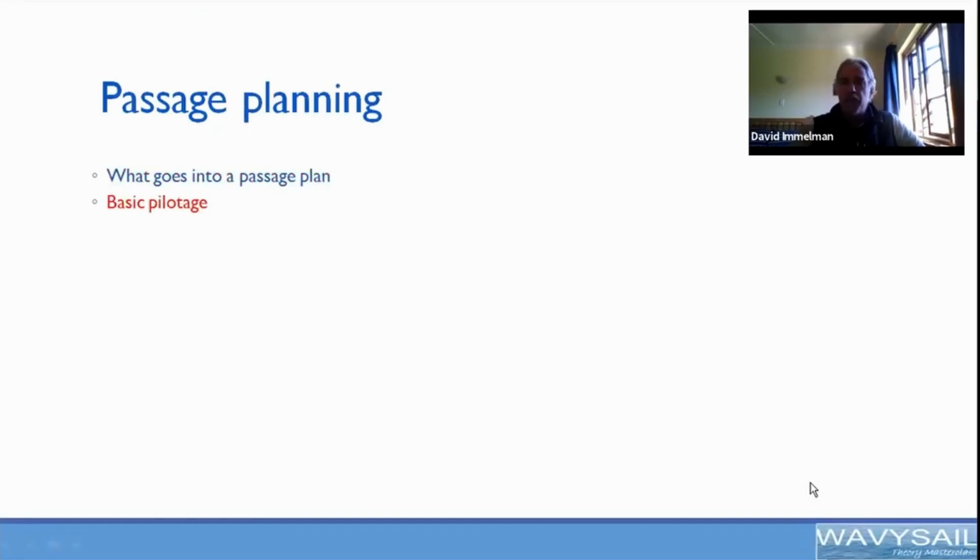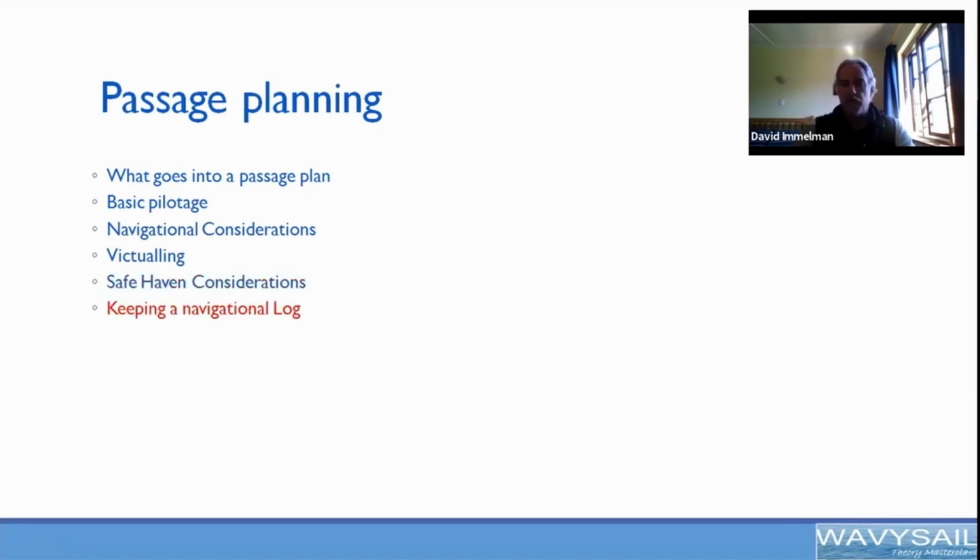Basic pilotage. Now, basic pilotage as a whole is getting in and out of ports. So basic pilotage and what we'd think about there. Navigational considerations, victualling. Obviously, for those who don't know the word victualling, it basically means what we put on board. Safe haven considerations. So if you're doing a trip, you want to have safe havens. And a safe haven is basically, it's not part of your route. It's where you would stop if something happened. And then keeping a navigational log.